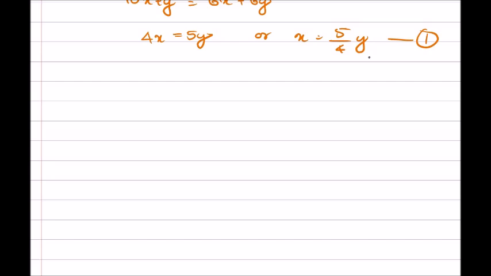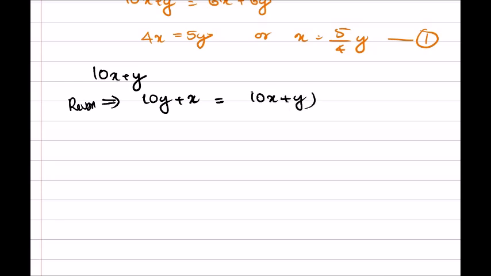In the next condition, the number formed by reversing its digits is 9 less than the given number. Our original number is 10x plus y. So we are reversing it, that means 10y plus x. This is equal to the original number minus 9, that is 10x plus y minus 9. So 10y plus x is equal to 10x plus y minus 9.